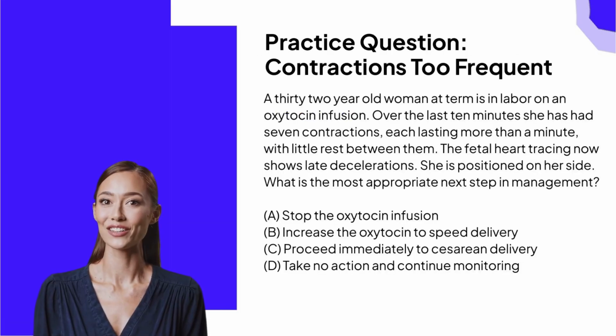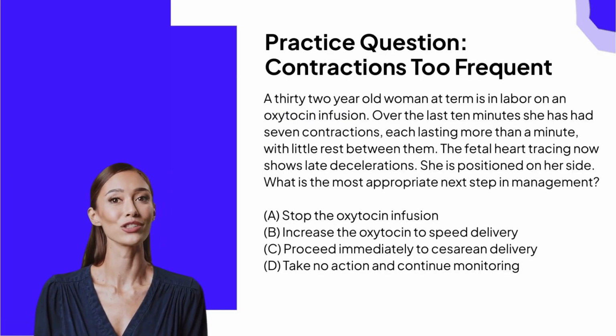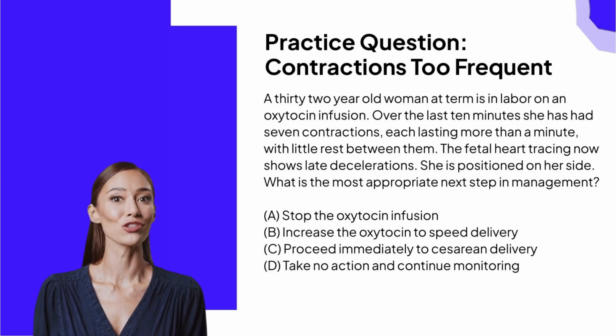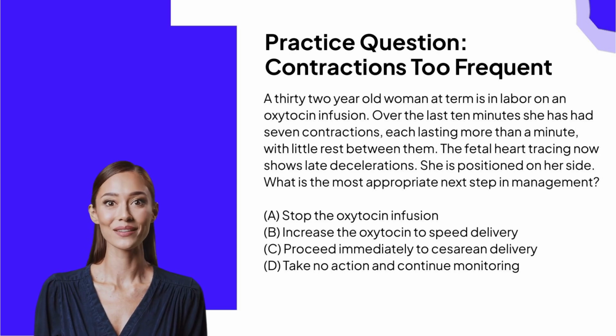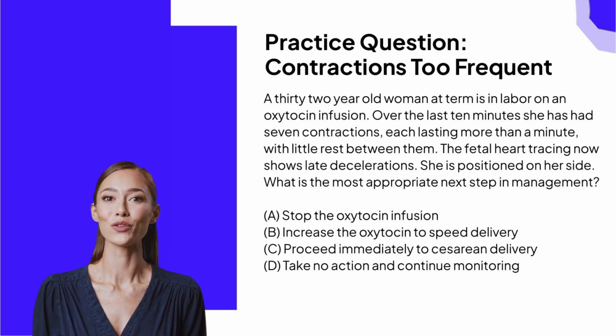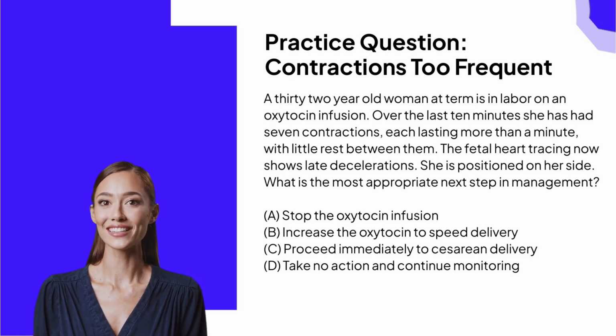Here is our third practice question, and it targets the most common oxytocin complication. A 32-year-old woman at term is in labor and receiving an oxytocin infusion. Over the last 10 minutes, she has had 7 contractions, each lasting more than a minute, with very little rest in between. And the fetal heart tracing now shows late decelerations. Importantly, she is already positioned on her side. The question asks for the most appropriate next step.